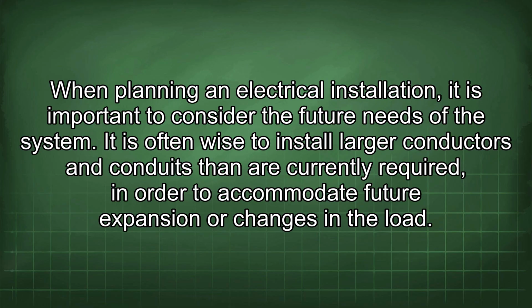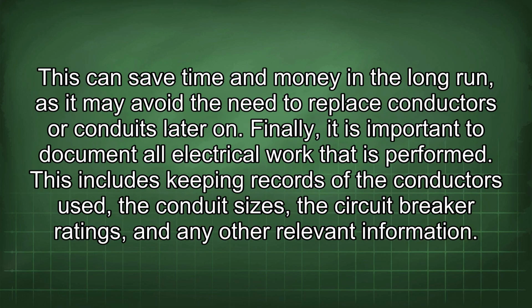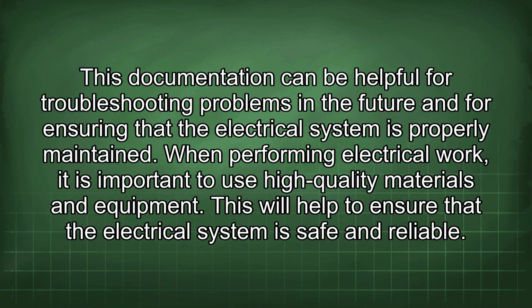When planning an electrical installation, it is important to consider the future needs of the system. It is often wise to install larger conductors and conduits than are currently required in order to accommodate future expansion or changes in the load. This can save time and money in the long run, as it may avoid the need to replace conductors or conduits later on. Finally, it is important to document all electrical work that is performed. This includes keeping records of the conductors used, the conduit sizes, the circuit breaker ratings, and any other relevant information. This documentation can be helpful for troubleshooting problems in the future and for ensuring that the electrical system is properly maintained.